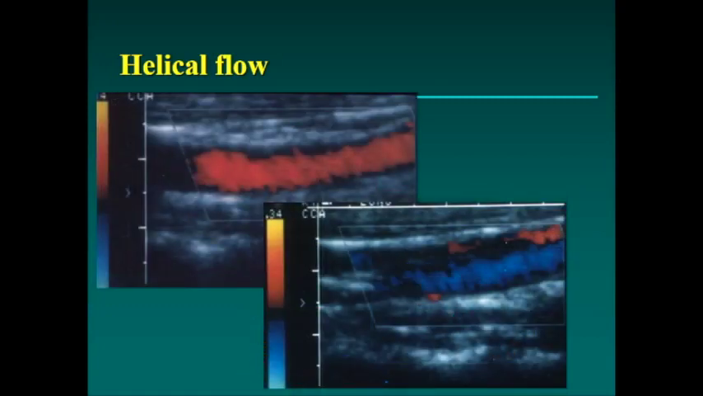And what's really interesting about this is that if you go from side to side, you can get that color change from red to blue and red to blue, even in longitudinal, because it is, in fact, spiraling or spinning flow.